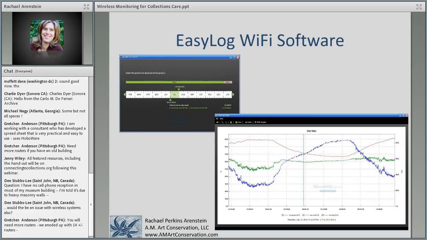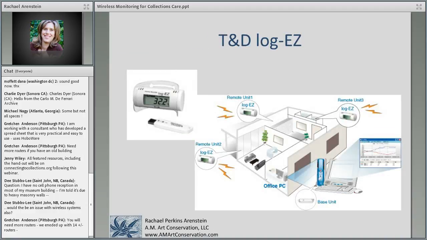Let's see what we have coming up next. So one more screenshot. This is the EasyLog Wi-Fi software. What we have up in the top screen capture here is their nice visual way of choosing what portion of the data you want to be looking at on your time scale. And you'll see the graph looks pretty similar to what a lot of us are used to looking at. So it's a pretty nice piece of software at a very reasonable price.